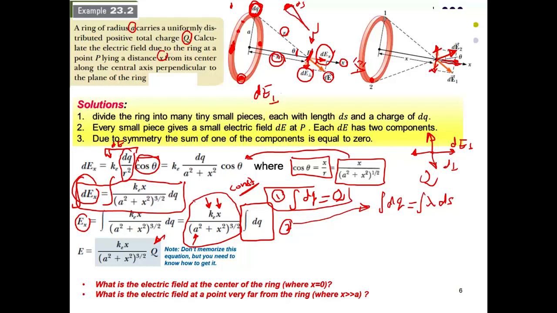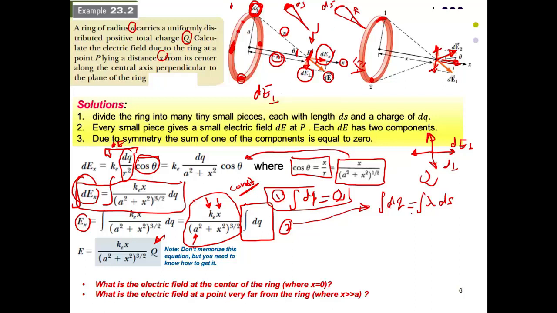It's like a pizza slice. That small piece, it's a very, very small piece. Think about a slice of a pizza. This is ds, this is r, and this is d theta.